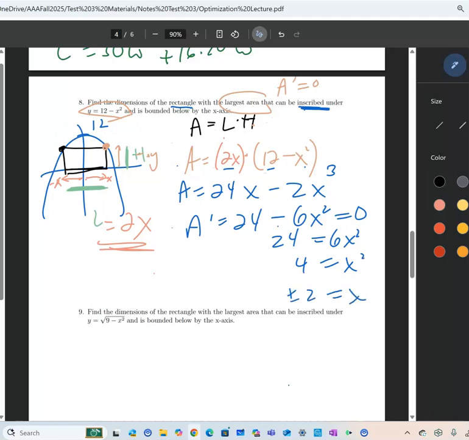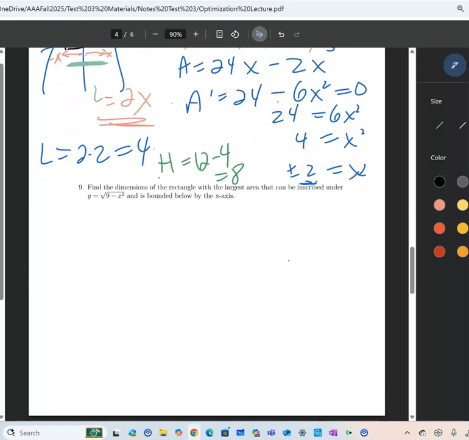All right, that kind of makes sense. So we have the same number for the x's, right? So let's see, dimensions of the rectangle. The length of the rectangle, the way I've labeled it, would be 2 times 2, or 4, right? And what would the height of my rectangle be? The height will be me plugging in 2 into here, right? So 12 minus 2 squared, which is 4, which would give me 8.